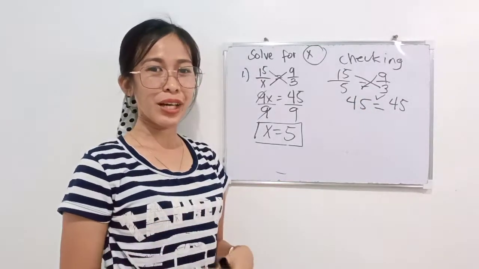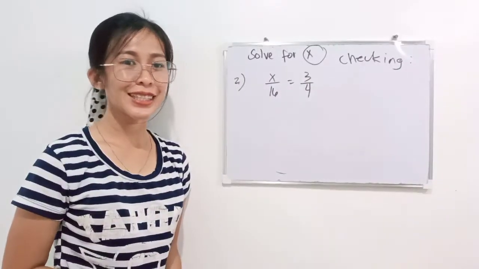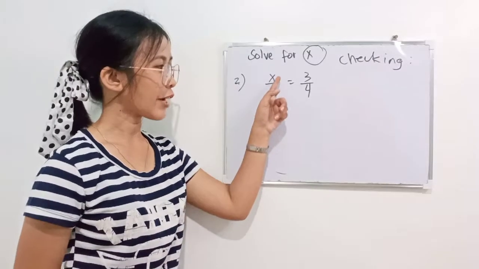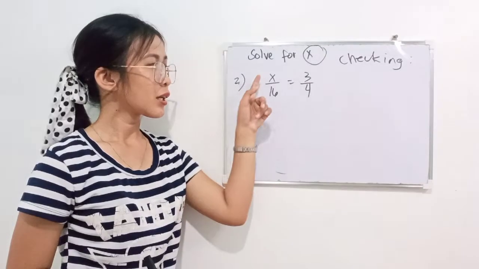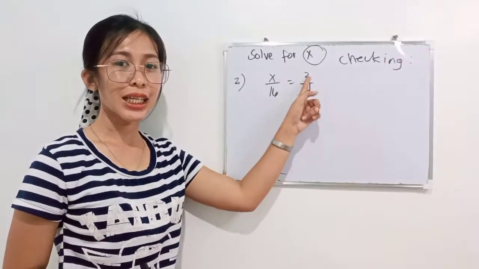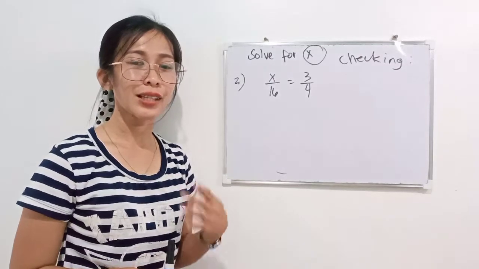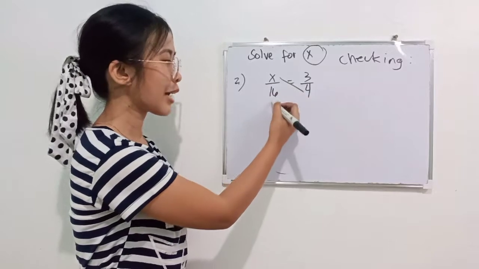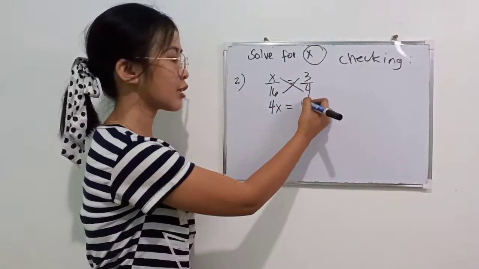Alright, ganun lang kasimple ang paghanap ng nawawalang value. Okay, so for the next example, we are going to solve for x again. Okay? So we have x over 16 is equal to 3 over 4, or x is to 16 as 3 is to 4. Okay? Then, what are we going to use again? The cross multiplication property.